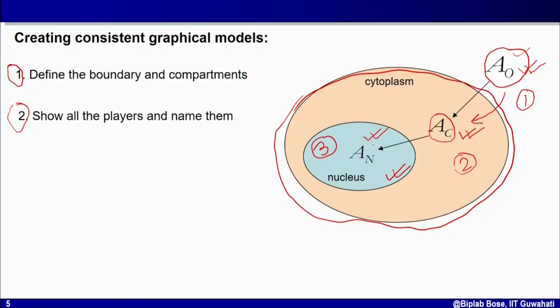Now suppose AN comes back to the cytoplasm. This molecule which comes back to the cytoplasm will not be marked as a new molecule, but rather it will be the same as the AC that we have already drawn here. So in essence, what I want to communicate is that once you have decided the boundary and the compartment, then you start showing all the players involved in them and mark each of the molecules or elements or components present in each of these compartments uniquely so that you can keep track of them.